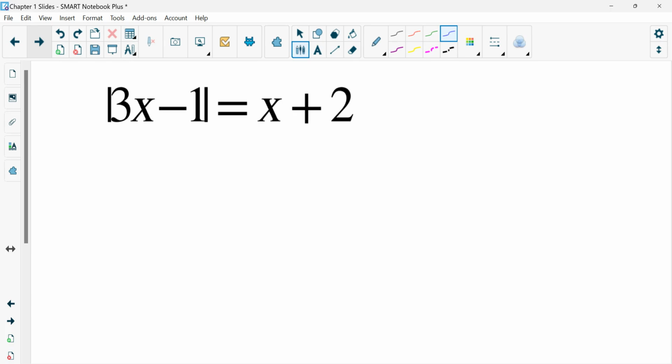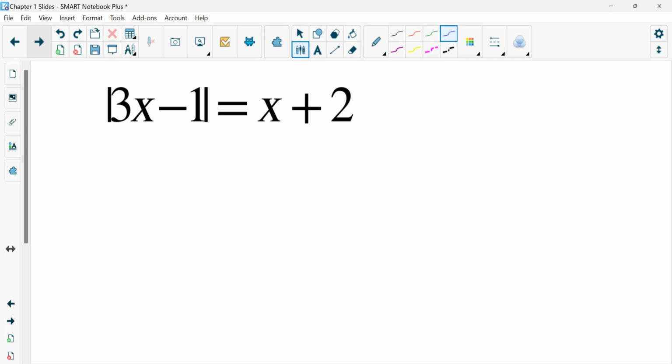All right, and then one final problem here. All right, so this one's a little trickier because notice we have x's on the left. We also have x's on the right. Okay, so that's what makes this problem a little bit harder.